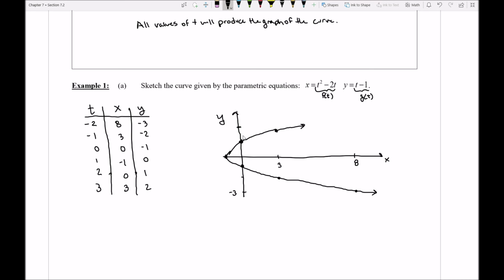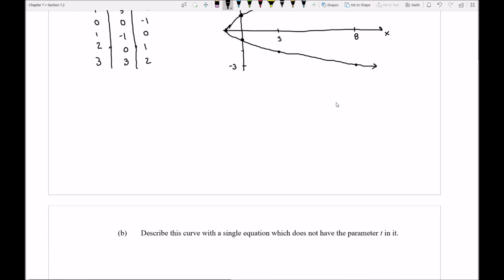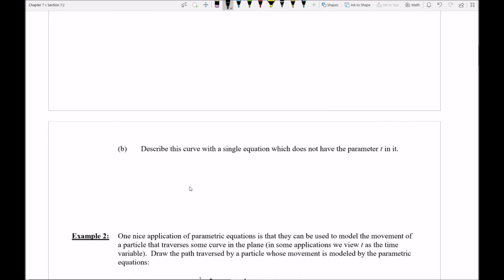Now I can imagine this extends, and I can see that this is a curve defined by these parametric equations up here. If I was to take a look down at part B on the next page, I could see that it's actually possible to describe this curve with a single equation which does not have the parameter t in it. Now it's important for me to note what the original formula for each x and y actually were, so that way I can see how I might be able to better do this. Again, I'm looking to replace or substitute out all the values of t, so I only have an equation with x and y.